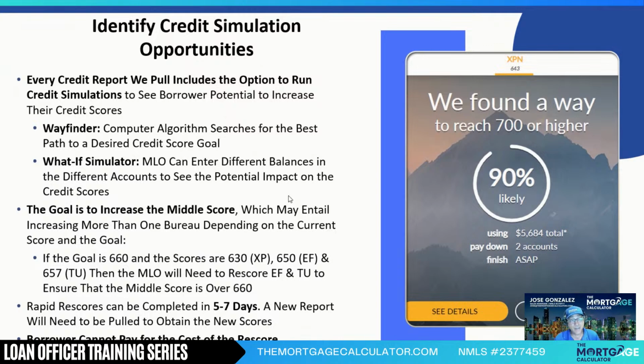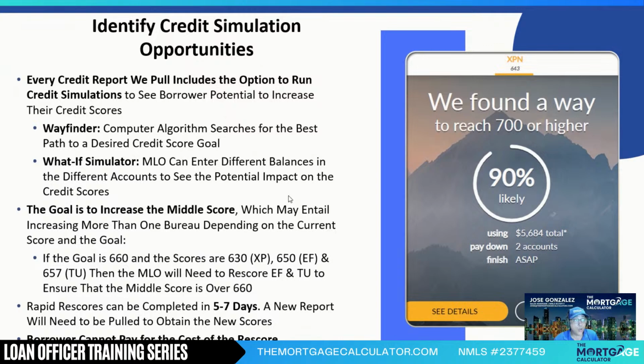And the What If is the one that gives you, the MLO, more discretion as to what accounts to be paid off, because you can go to the account, put a certain balance in that account, and see what impact lowering that balance has on the credit score. So that's why I really like the What If. I may use the Wayfinder just as an initial guide, but then I'm going to go to the What If to fine tune the simulation. Again, the borrower may have already paid some accounts down, so then you may also want to ask them what are the new balances. Well, you can plug in the new balances in the What If to see what their credit score would be now when you pull it.